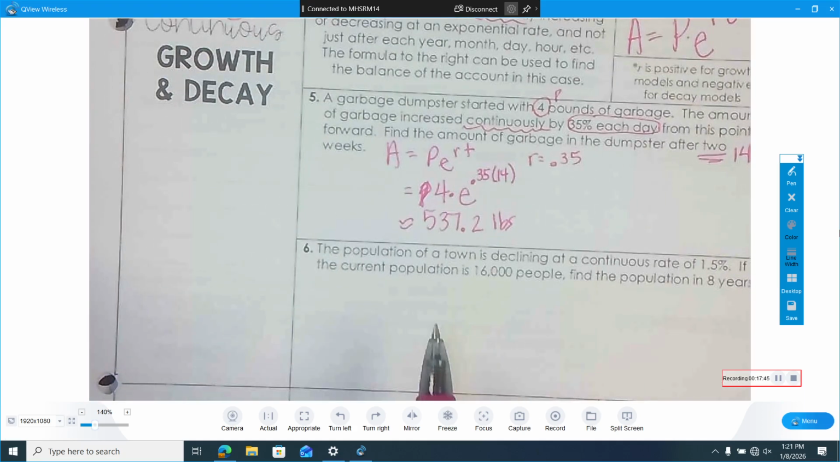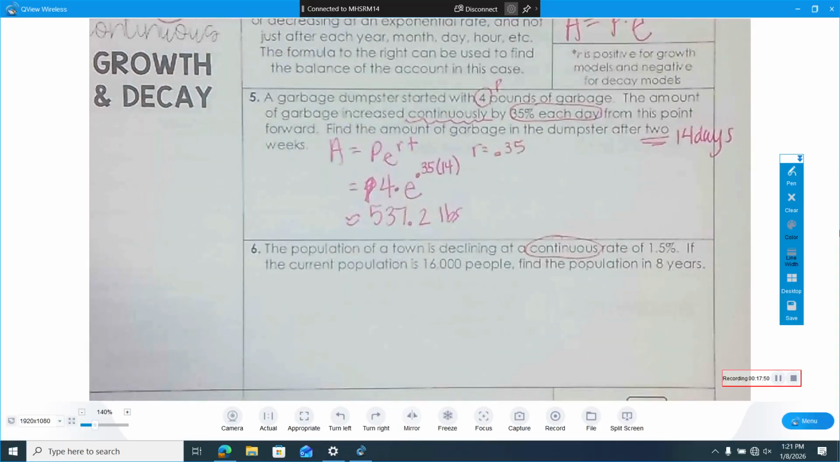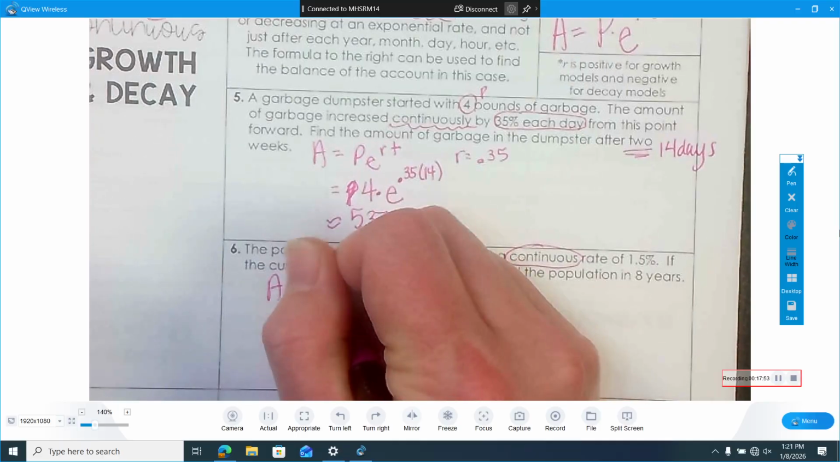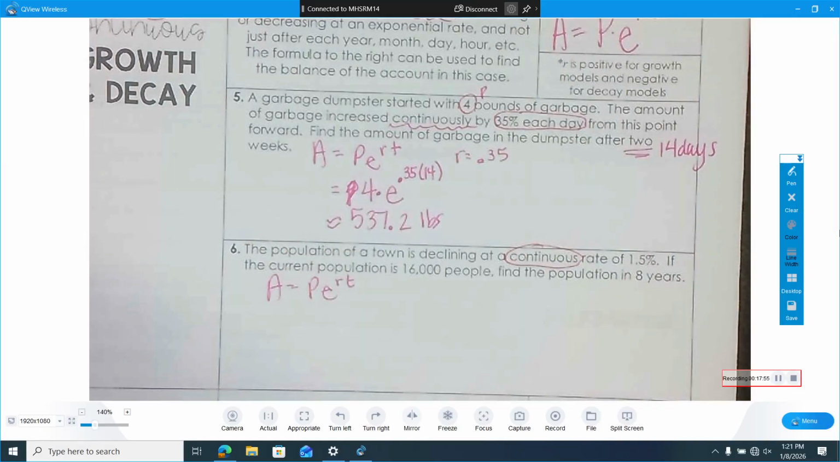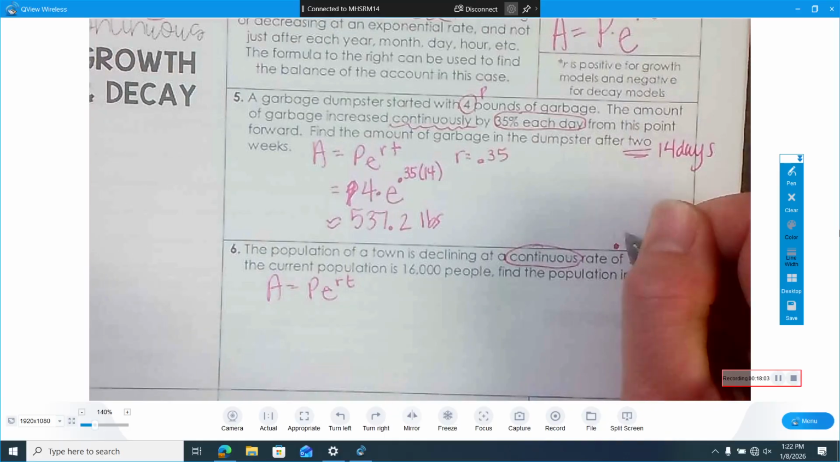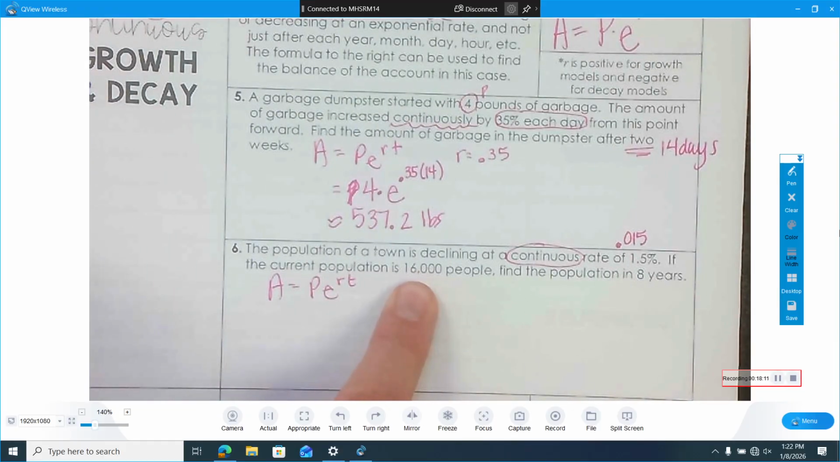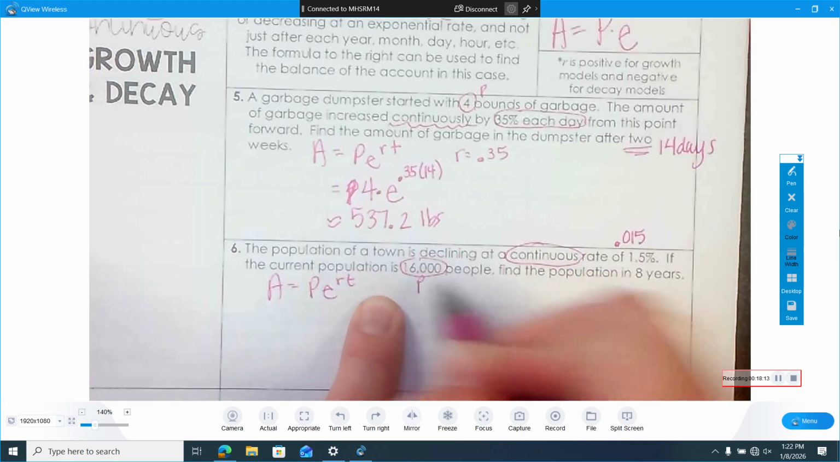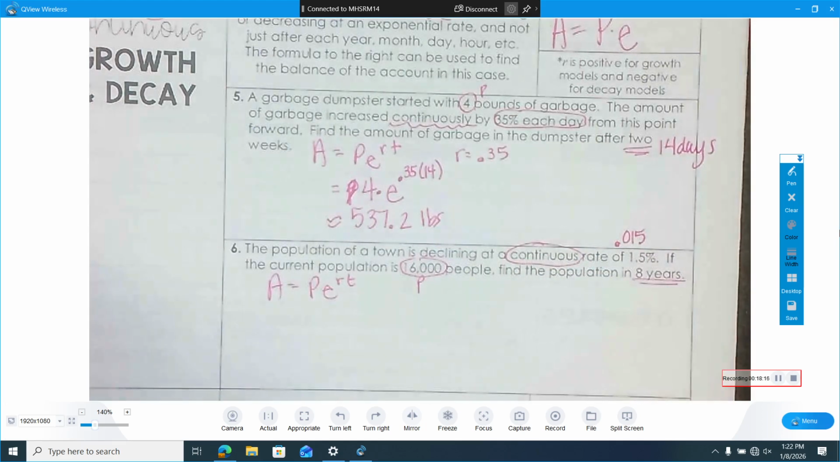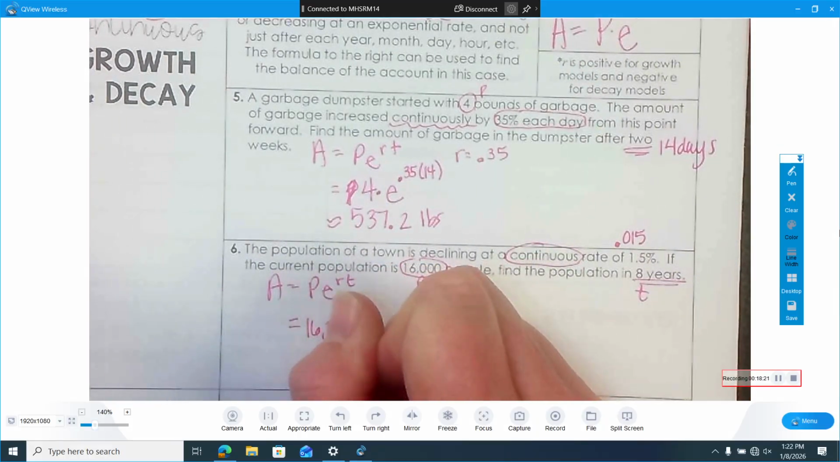Number 6, the population of a town is declining at a continuous rate. Since it's continuous, what model do we use? PERT. The amount is equal to P e to the rt, at a rate of 1.5%, which means we're going to use what for our r? 0.015. If the current population is 16,000 people, where does that 16,000 go? P. Find the population in 8 years. So that is our t. Pretty easy. We're starting with 16,000 people.